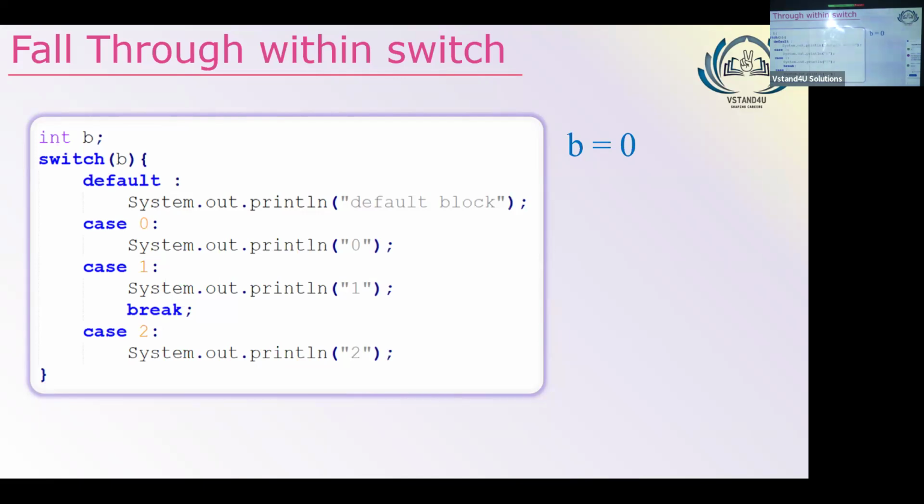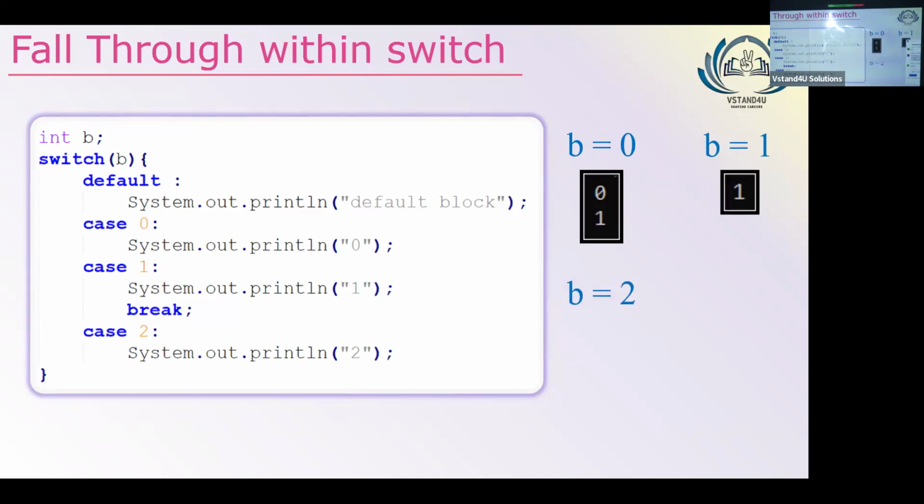Agree? So which one are you trying to match? 0. Agree? B is 0. When you try to match, default is not there. We will check only the specific matched one. From 0, we will start. Are you with me? From 0, 0 and 1 will come. Break, store you. Am I clear? 0, 1. What if B is 1? Then only 1? No doubt about it.